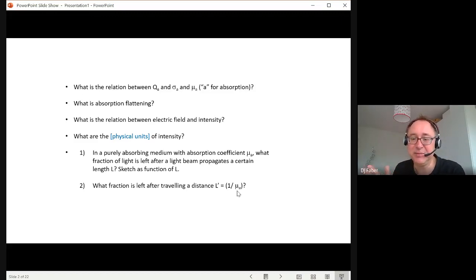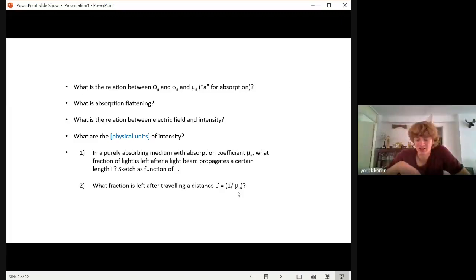Then the last bullet point, which is a little bit of a trivial question, if you know that it has this exponential form. So what fraction of that light is left after you travel a certain distance that is given by 1 over the absorption coefficient? The absorption coefficient has units, let's say, per millimeter. So 1 over the absorption coefficient has a unit of distance, meters or millimeters. So this actually represents a length.